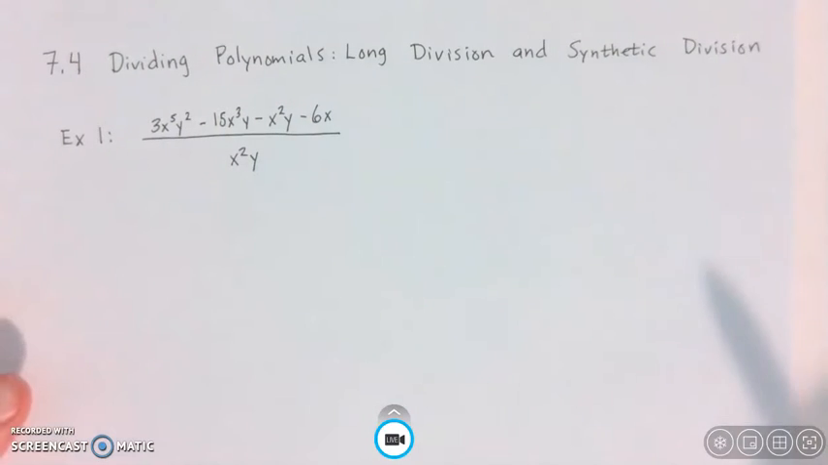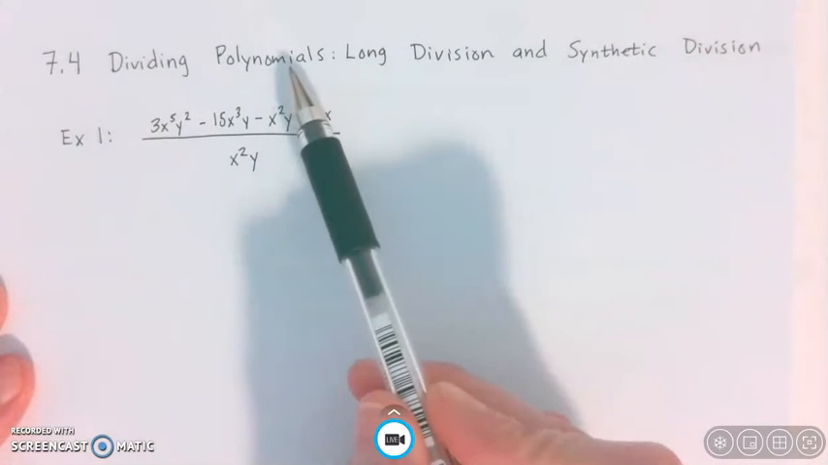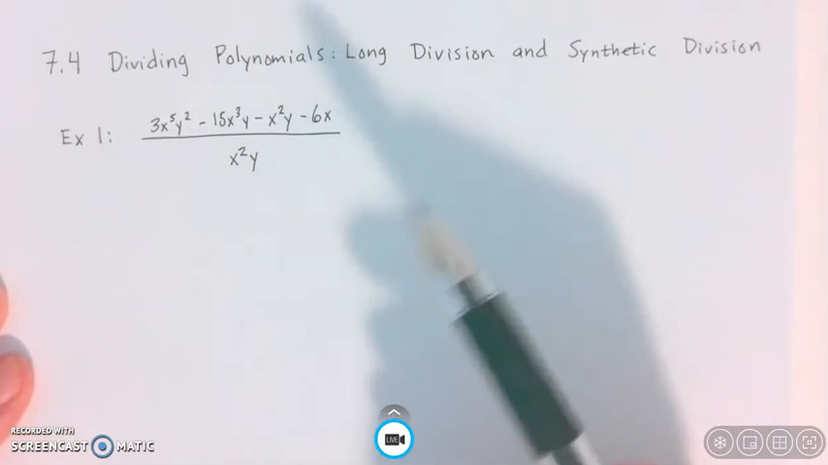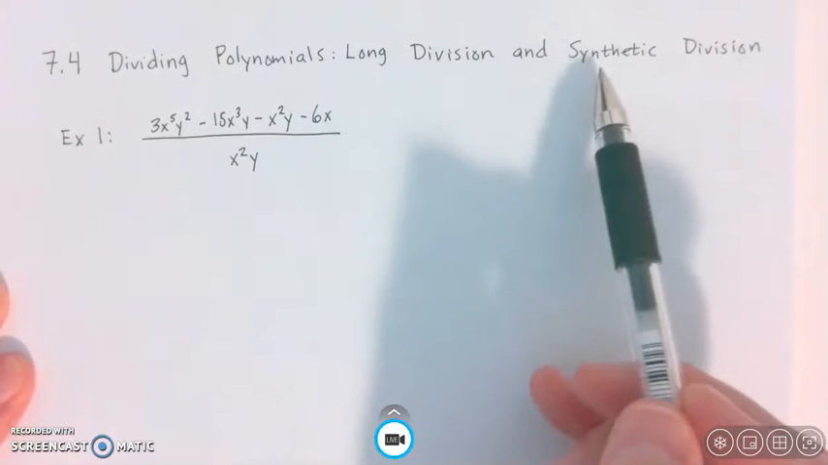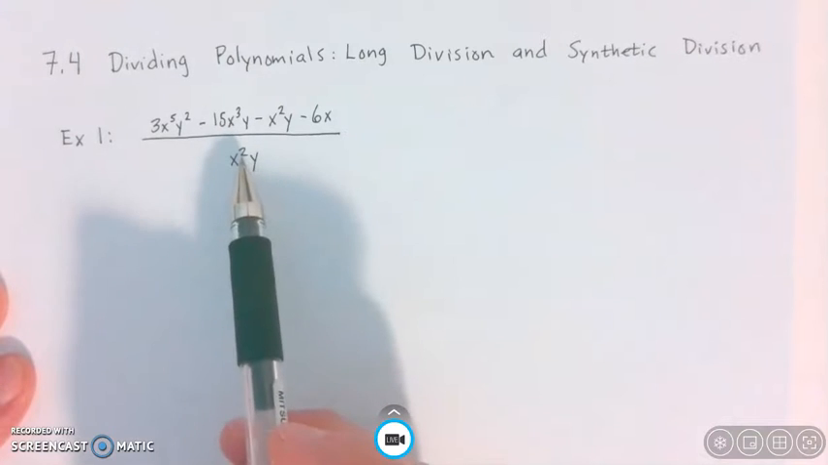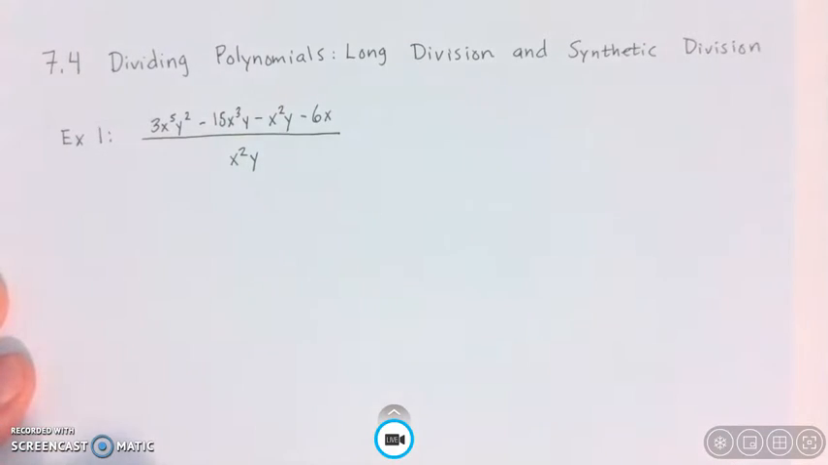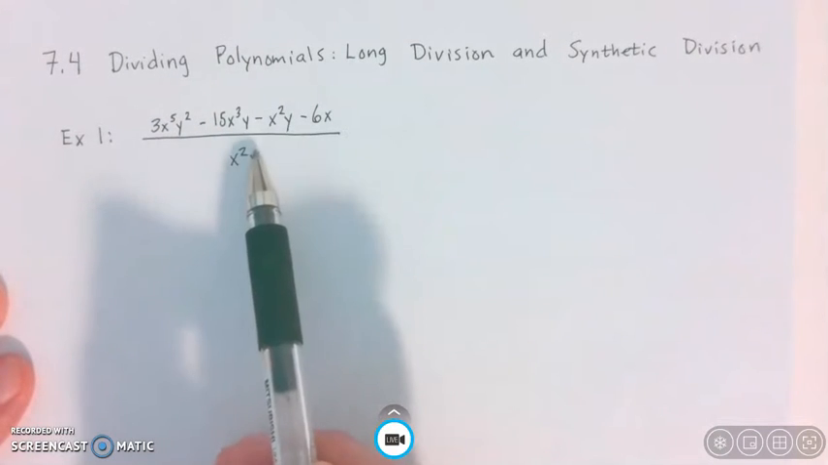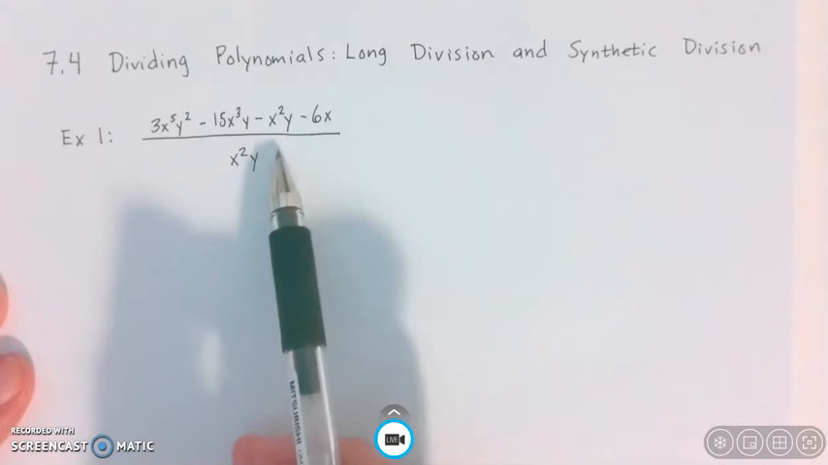Today we're going to be taking a look at dividing polynomials. So we're going to be using a couple different methods, and one is long division and the other is synthetic division. Before we get to both of those methods, I'm going to show you how division by a monomial works out. So in this case, we have just one term that we're dividing by.